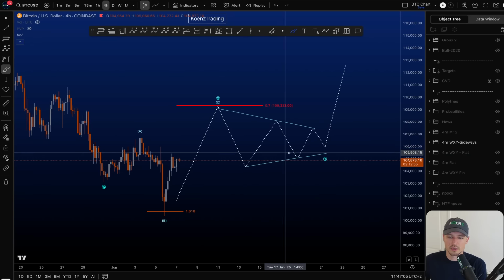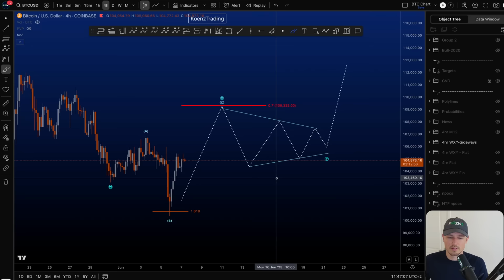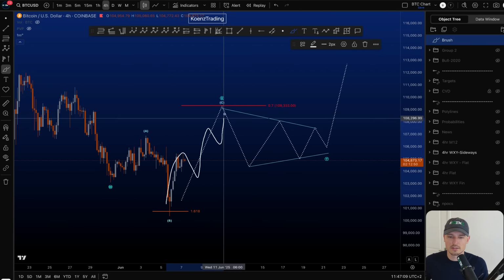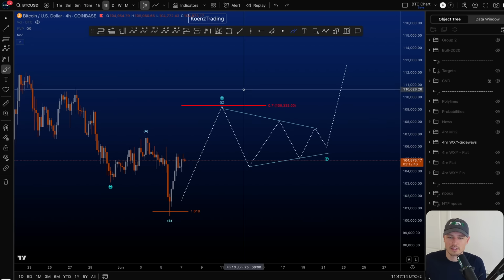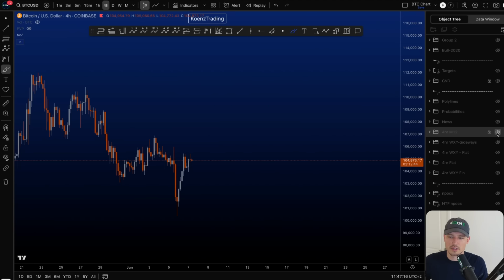Now after wave X, we then look for wave Y, either a triangle or a flat. It's most important by any means that we just take out this high of A and move at least to the golden pocket, 0.786, 0.886, for this wave X. That's basically what I want to say.